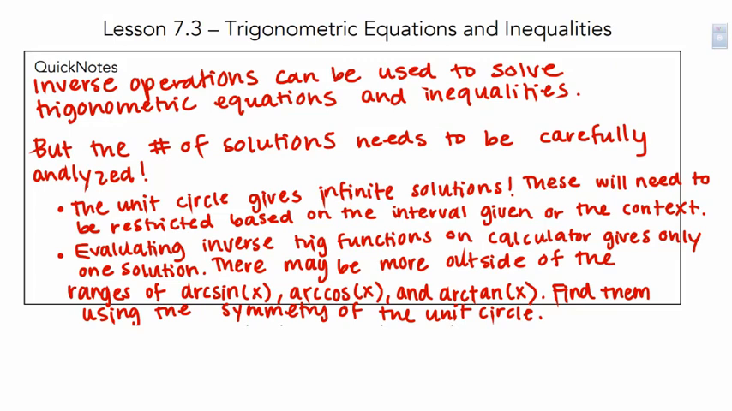So if you work backwards and use any of the inverse trig functions to find the solution, but those are not actually in the equation itself or the inequality, you're only going to get one. Then you have to figure out where the other ones come from. You're going to find those using the symmetry of the unit circle. And this is going to make more sense.